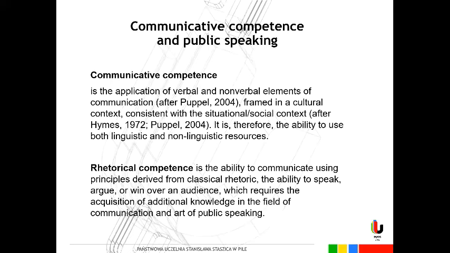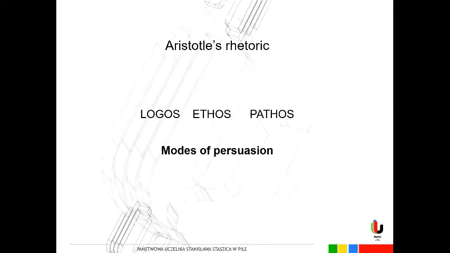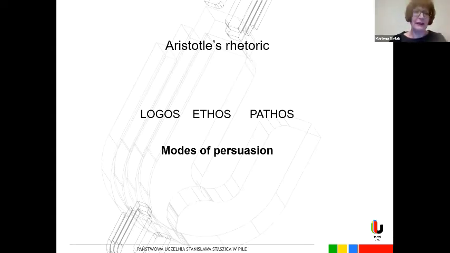Okay, thank you, Arthur. So in rhetorical competence, it is the knowledge of classical rhetoric that is important. And in classical rhetoric, it is Aristotle who contributed considerably to the shape of the field under analysis. In Aristotle's rhetoric, it is logos, ethos, and pathos that are very important. There are three basic elements, and logos, ethos, and pathos represent modes of persuasion.